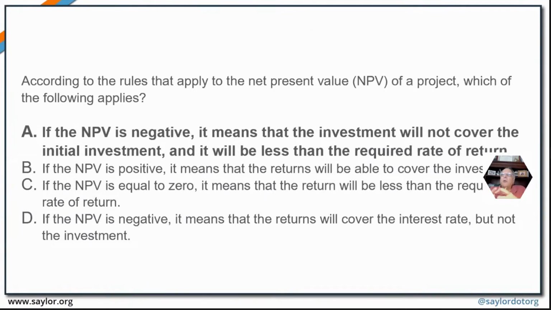And the answer here is that if the NPV is negative, what does that mean? It means that the investment's not going to cover the initial investment we made, the return on the project's not going to cover the investment, and the returns are going to be less than what we determined was our required rate of return. That's what a negative net present value means.